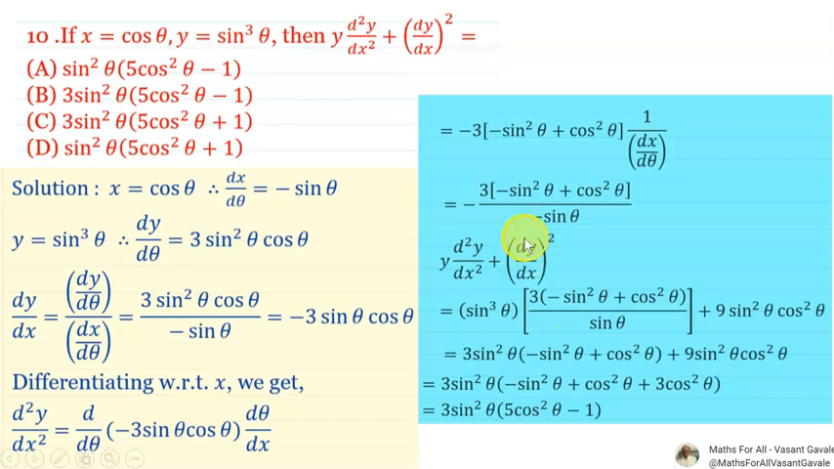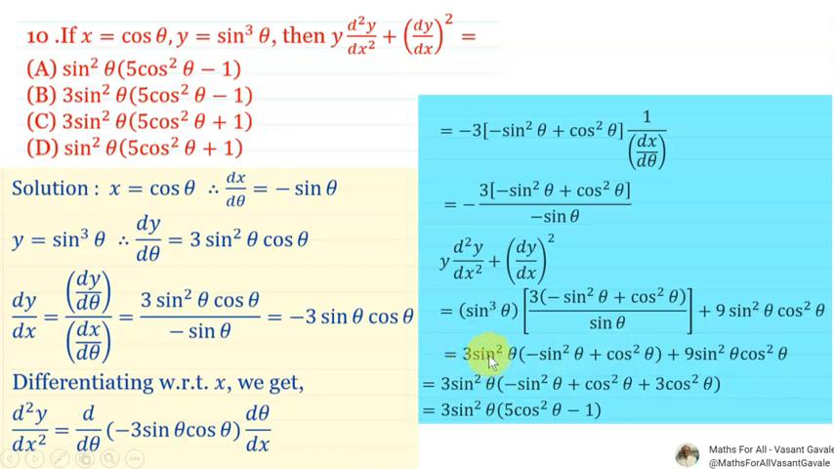Next expression, that is a dy by dx bracket square. What is the dy by dx? That is a minus 3 sin theta into cos theta. That's a square केला. Then you will get here 9 times sin square theta into cos square theta. Now here, again the important step. Here, the simplification. इथे sin theta, इथे sin cube theta. एक sin त्या ठिकाणी काय होणार? तर कट होणार. Then you will get here 3 times sin square theta.